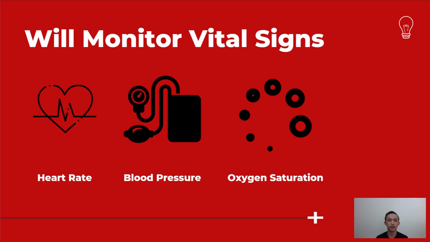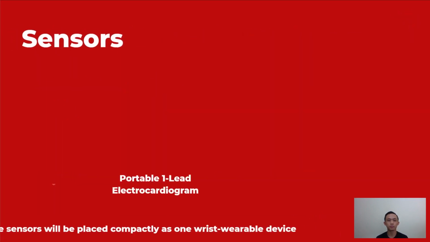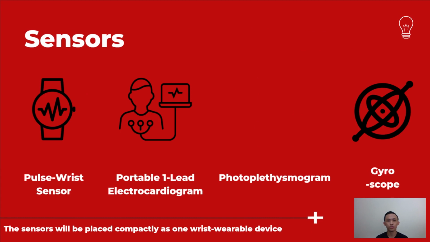There are several sensors that I'm going to use. The first sensor is a pulse rate sensor to monitor your heart rate, a portable 1-lead electrocardiogram to measure your heart rate variability, and photoplethysmogram to measure blood pressure and oxygen saturation, and of course a gyroscope to check the patient's condition. The data will be processed in the cloud with supervised machine learning using a decision tree algorithm to give a real-time warning to the patient about his or her condition. The data measurement will be done periodically at 10-minute intervals.